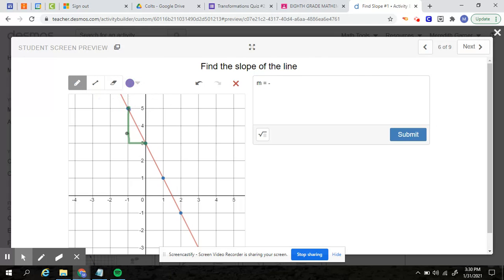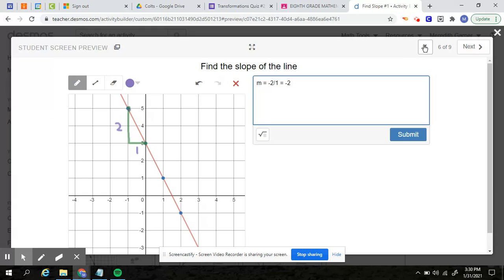So my rise, how much is going up and down, is 2 boxes. The run, which is how much you're going sideways, is 1 box. So rise over run, I get 2 over 1. Well, 2 divided by 1 is just 2. So this is a slope of -2.